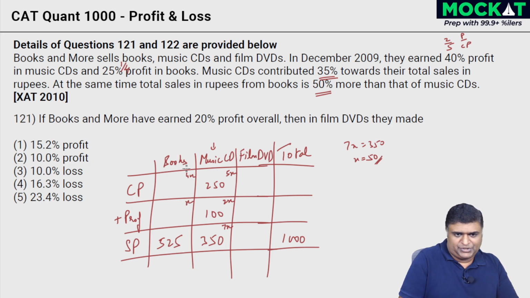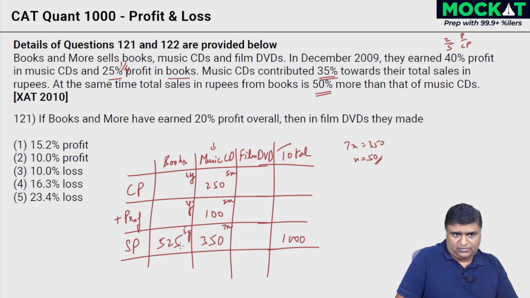Right? I should use a different variable. Let's call it 4y over here. Then y over here is going to be the profit. 4y plus y is coming to 5y. 5y is 525. Once again, 25% is 1/4.